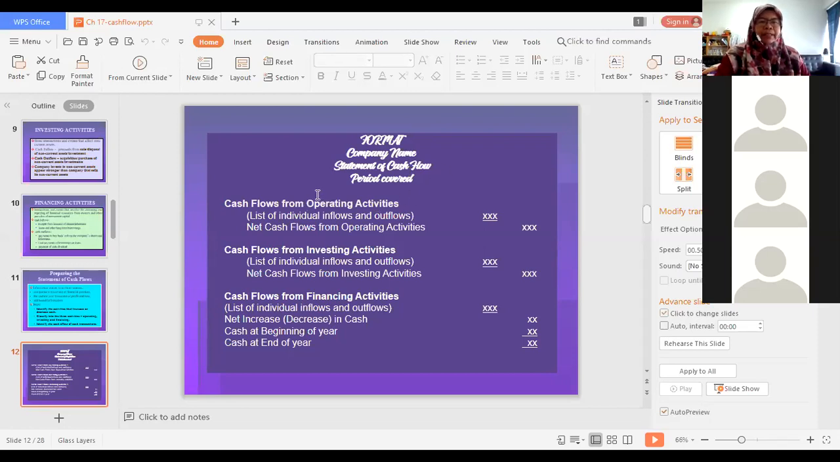And then you can see we have 3 sections, that's it. Operating activities. So we start with cash flows from operating activities. Then you total up the amount here, you will get net cash flow from operating. Then cash flow from investing activities. Again, you total up, you get your net cash flow here. And then lastly, cash flow from financing activities. You total up and you get the total here. I'm going to brief you on the detail later.